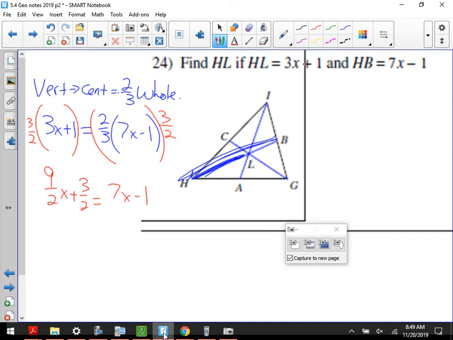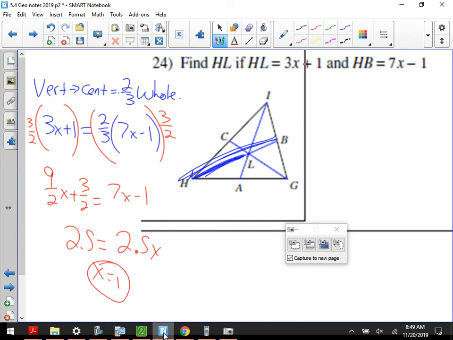9 over 2 is 4.5, isn't it? What's bigger, 4.5 or 7? 7. So what's 7 minus 4.5? 2.5. What's 1.5 plus 1? What's x? Okay, you get 1.